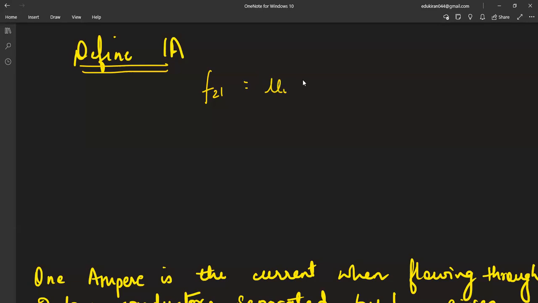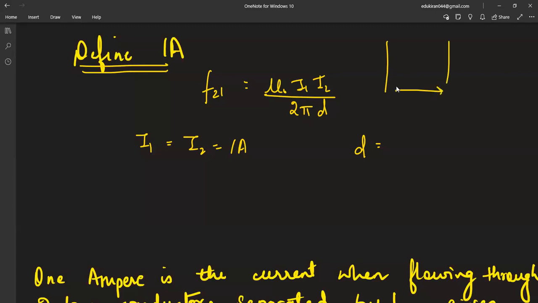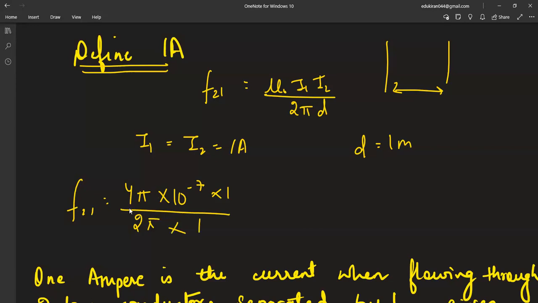What is the formula? Mu naught I1 I2 divided by 2 pi d. If we are defining 1 ampere, we have to consider the current as 1 ampere, because we are defining 1 ampere. The separation between the wires, that is D, let us assume as 1 meter. Now what will the force become? The force will become mu naught, which is 4 pi into 10 to the power minus 7, times I1 I2, which is 1, over 2 pi, and D is also 1. This becomes 2, so that is 2 into 10 to the power minus 7 Newton.